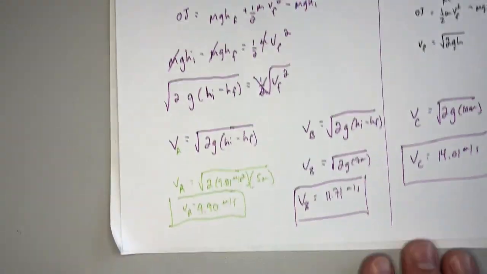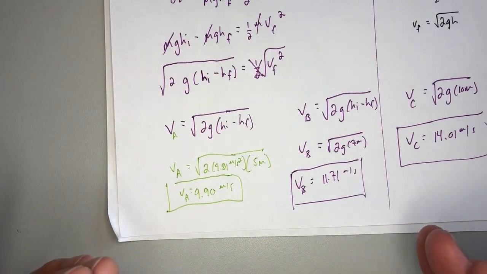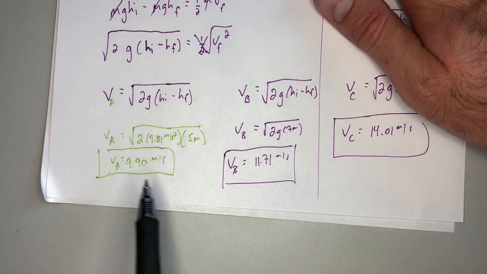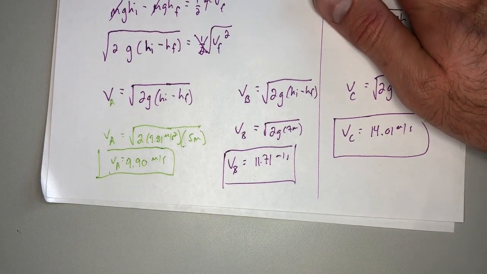So the cool thing about this is that it's the difference in heights that matters, because the big thing is you can do velocity A, B, and C pretty darn quickly just using the conservation of energy.